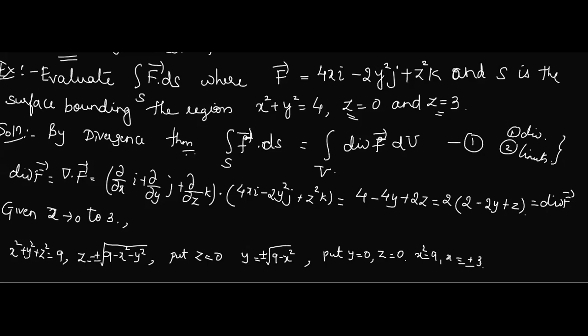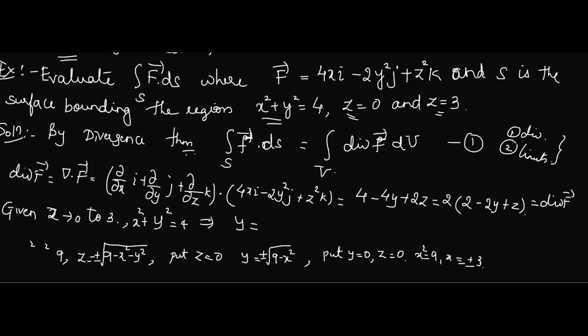Now, I want to get the limits for x and y. For this, from the given equation x square plus y square equal to 4, you find what y is. So first, x square plus y square equal to 4 will give me y equal to what?